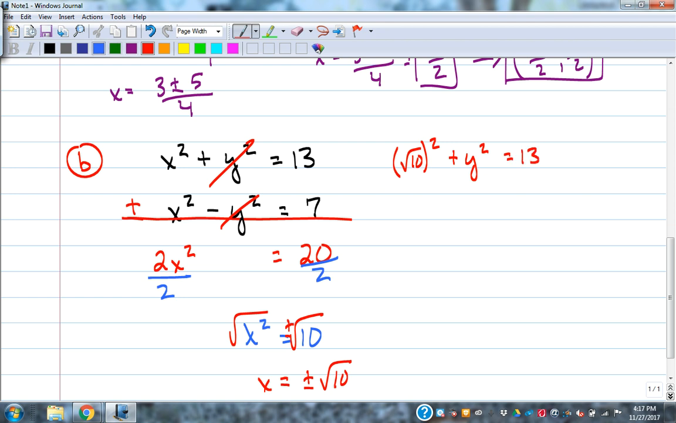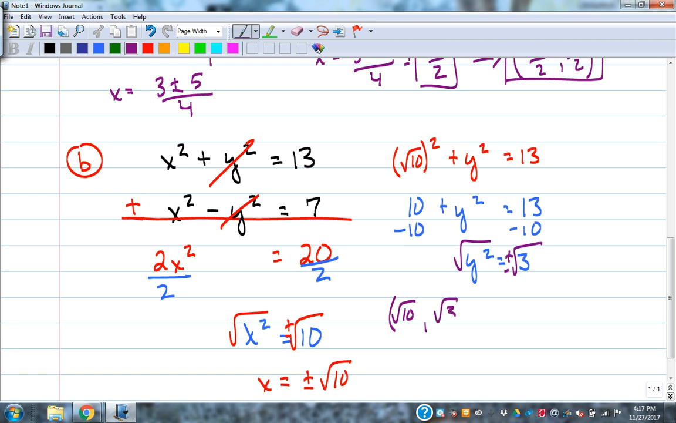and solve that. When I square the square root of 10, that's 10. Subtract 10. Y squared is equal to 3. Take the square root of both sides. So for that positive square root of 10, I get positive square root of 3, and I get the negative square root of 3. All from the positive square root of 10. So there's two of my answers.